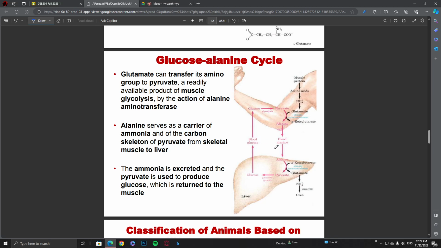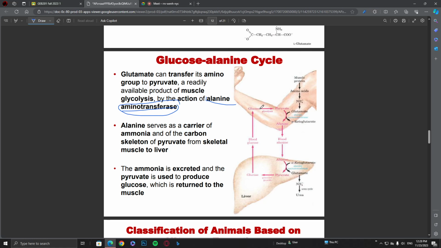Here again, if you look at this reaction, glutamate is the one donating the amino group to pyruvate, and we get alanine. At the same time, glutamate becomes alpha ketoglutarate. Now the alanine travels through the blood and goes to the liver.